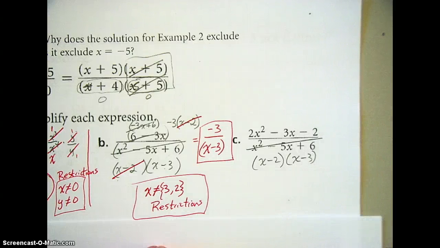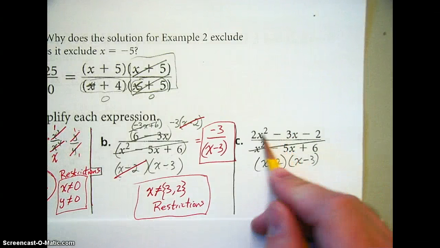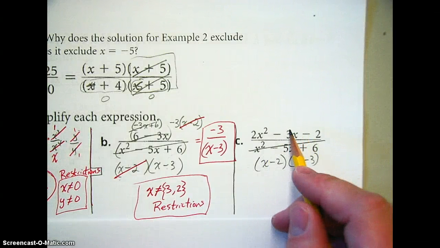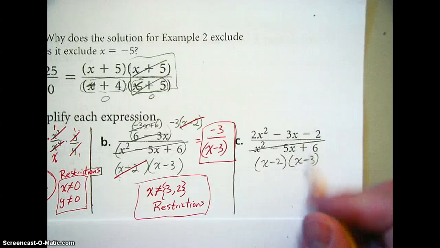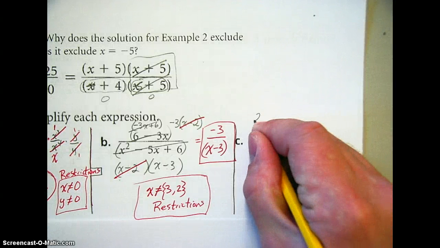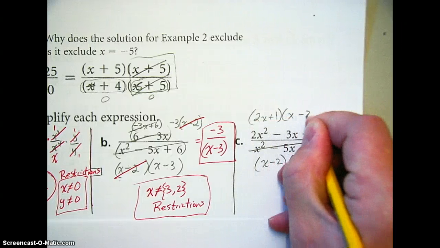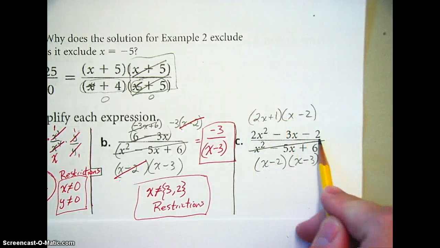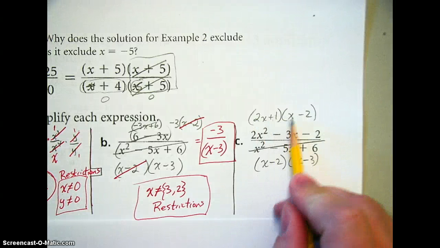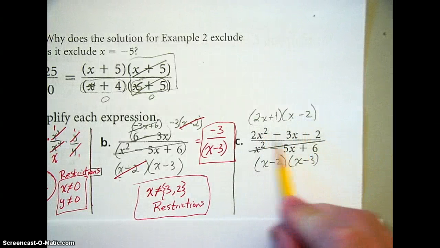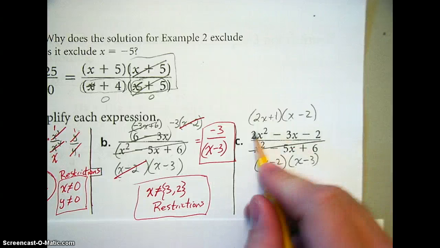Well, you guys better factor it then. What do we get? Jacob? I got 2x plus 1 times x minus 2. Okay, and so now I'm checking. That's negative 2. That's 2x squared. That's 1x. And that's negative 4x. Good. All right, so that works out.